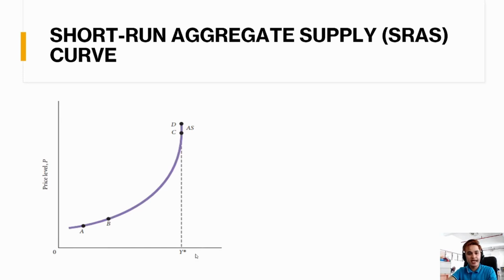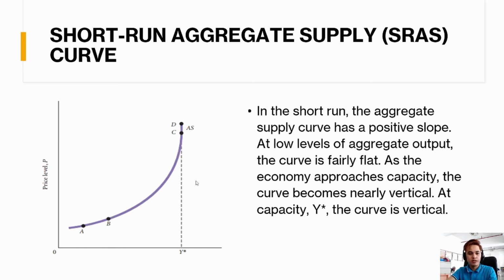Okay, first is the short run aggregate supply or SRAS. Again, our aggregate supply is upward sloping, meaning that there's a positive relationship between the price level and our output. As our output increases, the price level will also increase. So in the short run aggregate supply curve, if you have noticed, at points A and B it is relatively flat, and then it will slowly increase, then turn sharply upward, like turning vertical at points C and D.